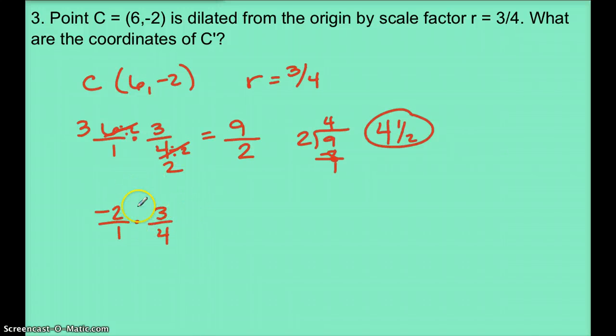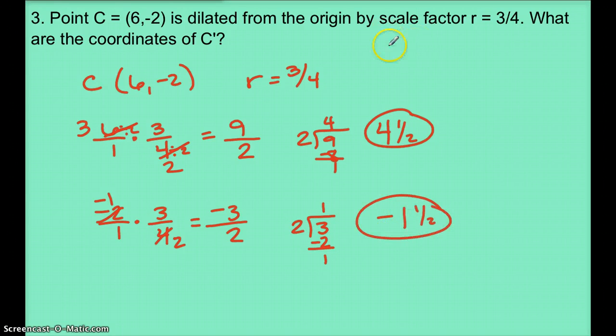The second one looks like I can cancel the 2 and the 4. That negative 2 will become a negative 1, and the 4 will become a 2, and then just go straight across. Negative 1 times 3 is negative 3. 1 times 2 is 2. And again, don't like the improper fraction, so I'm going to divide this. Keep in mind that your answer will still stay negative. 2 goes into 3 once, and I have 1 left over, so this would be negative 1 and 1/2. So my ordered pair for C prime is going to be (4.5, -1.5).